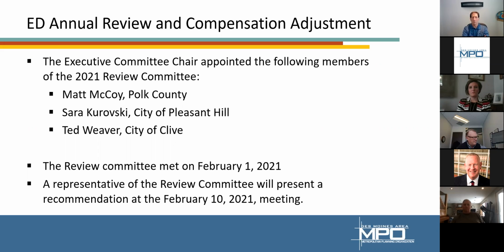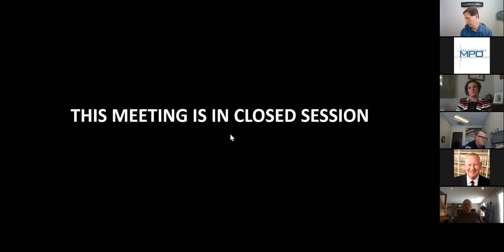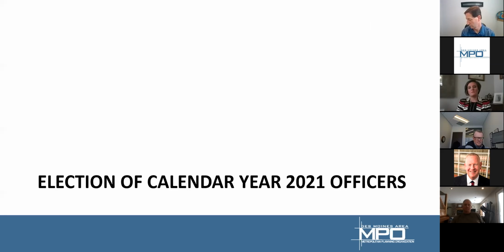Second. Any other discussion? All those in favor? Aye. Opposed? Abstention, motion passes. Item number 7 is report and vote on the election calendar year of 2021 officers.